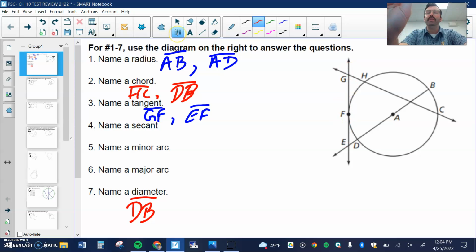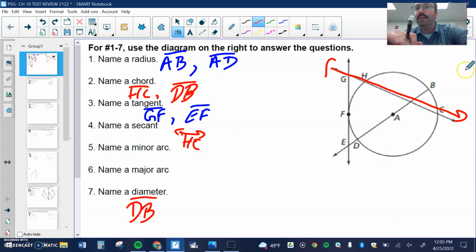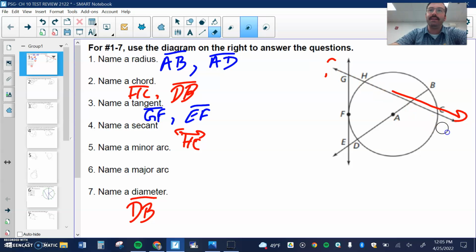The secant is what we need to be sure of our symbol over the top. The symbol over the top must have double arrows. It must have arrows because it goes on forever. The secant goes through the circle. So the only segment that goes through the circle, the only secant here is HC. Now you might want to say DB, but DB actually just stops here at B. Since it doesn't go on and continue forever past B, I cannot count it as a secant.